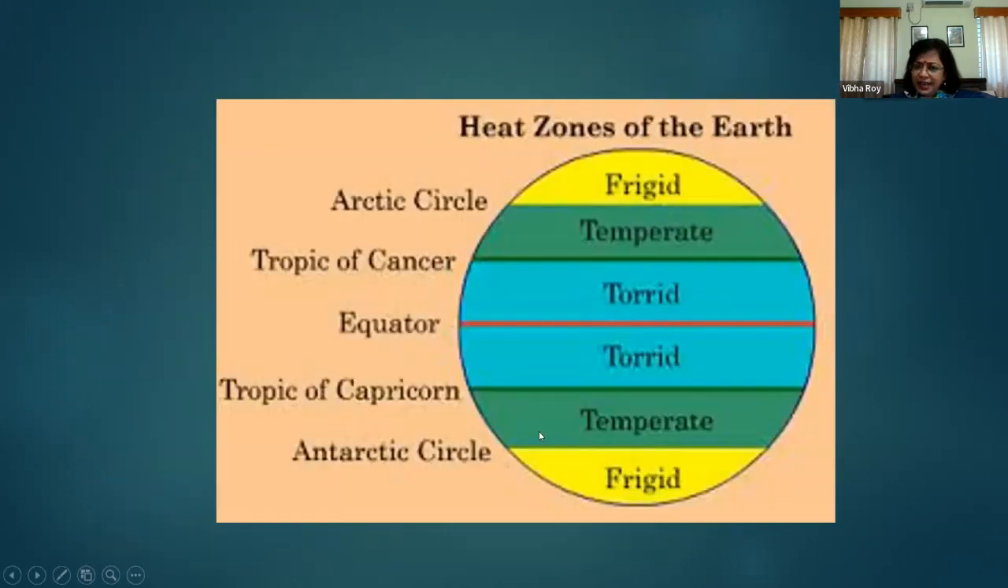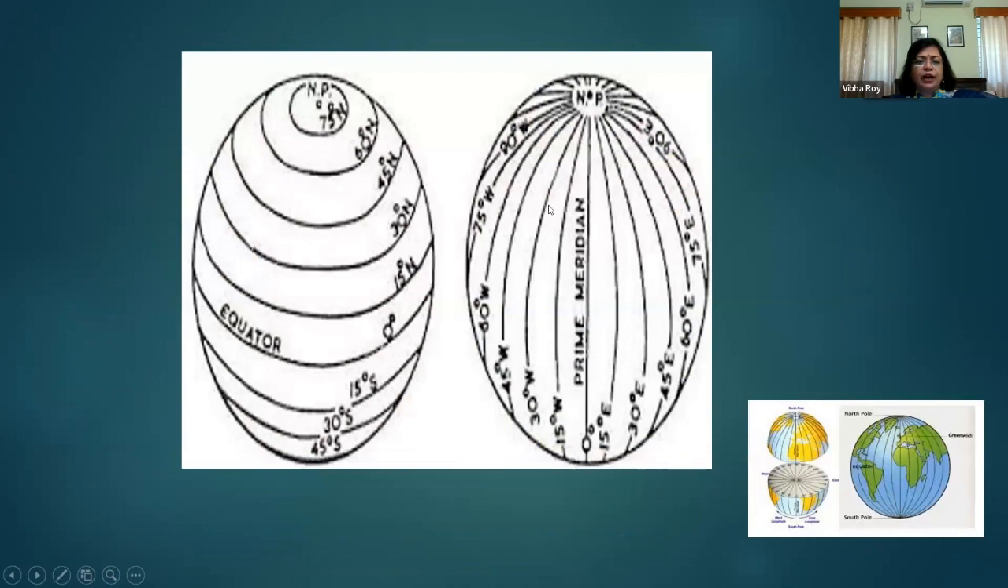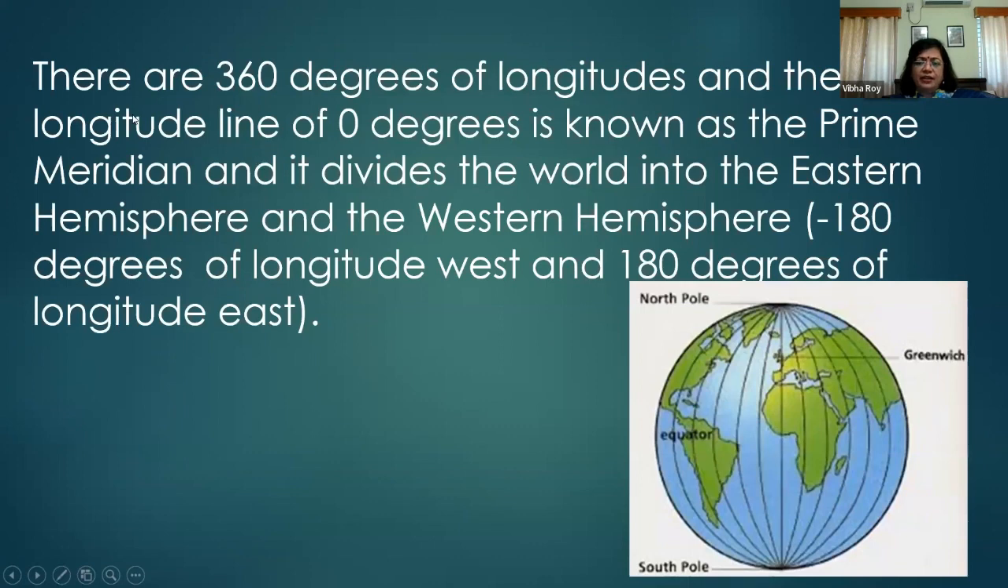So let us see the heat zones of the Earth. You have the torrid zone between the Tropic of Cancer and Tropic of Capricorn. Then we have the temperate zone, and finally, we have the frigid zone. Now, these are the lines, parallels of latitude, and these are the meridians or longitudes. Now we have to understand the degrees.